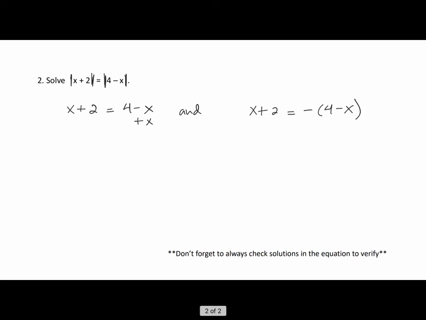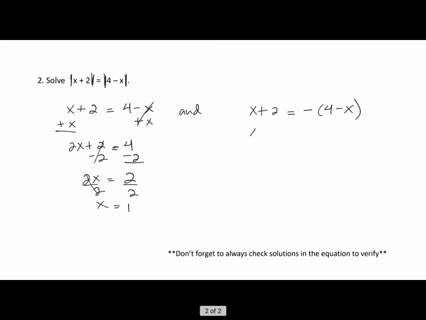So I want my x terms to be on the same side. I'm going to add x to both sides. So 2x plus 2 equals 4. And then I want to subtract 2 from both sides to get 2x on the left, 2 on the right. And then I can divide by 2 to find that x equals 1.